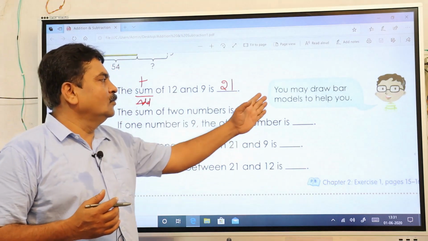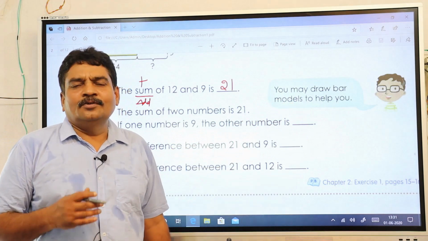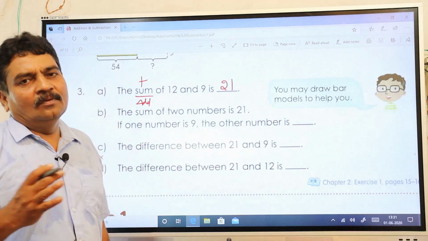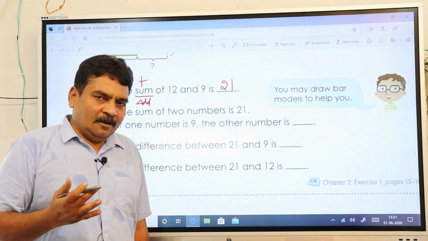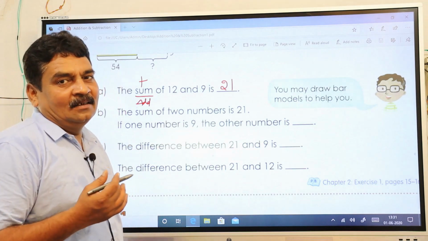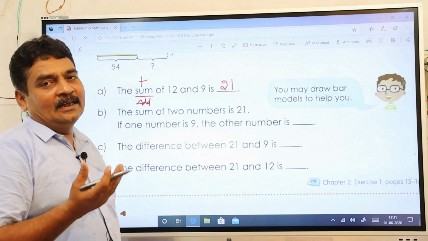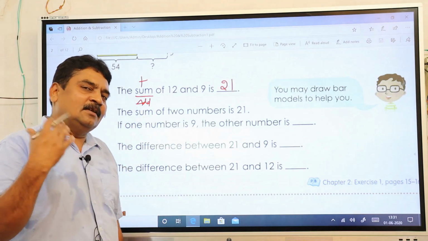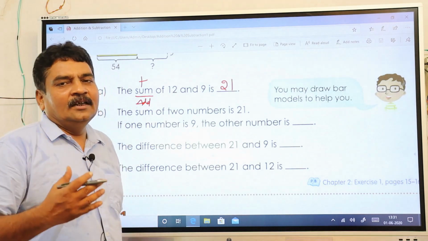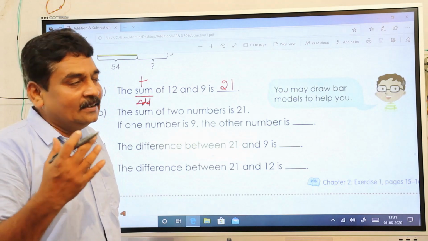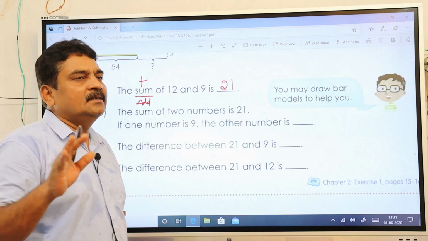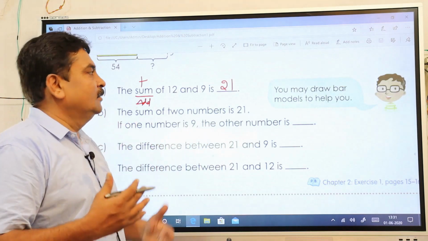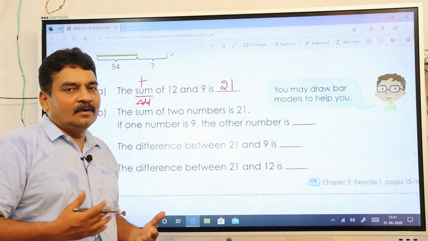Don't go for drawing bar models to help and all. Don't go into that, because it is going to be a problem in future. By drawing something and understanding, especially in addition and subtraction, you are definitely going to get disturbed in future. So don't practice all those things, just practice logically and try to understand in that way only, right?